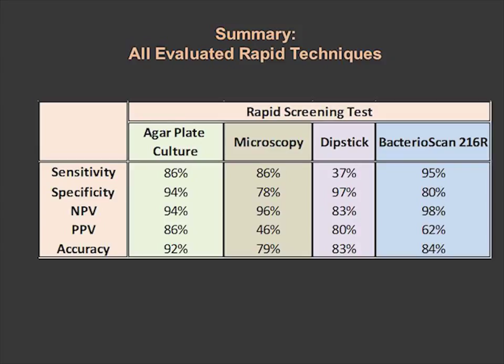Then if we compare microscopy, which was done on all of these samples, we get a very similar sensitivity, a lessened specificity, a very good negative predictive value, as you would expect with microscopy, but a low positive predictive value of 46% and an accuracy of 79%. Not quite the same as the conventional agar plate culture, but again, it's a screen. You wouldn't expect it to be. What you're looking for here is a high negative predictive value, which it does afford. The dipstick, looking for nitrates and leukocyte esterase, had a sensitivity of only 37%, so very low sensitivity. Good specificity at 97%. A negative predictive value a little bit lower than culture and microscopy.